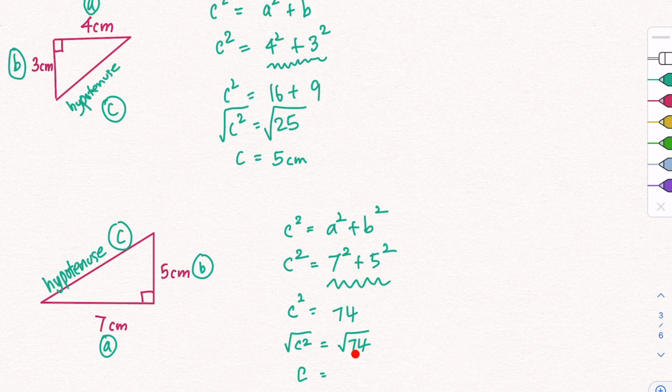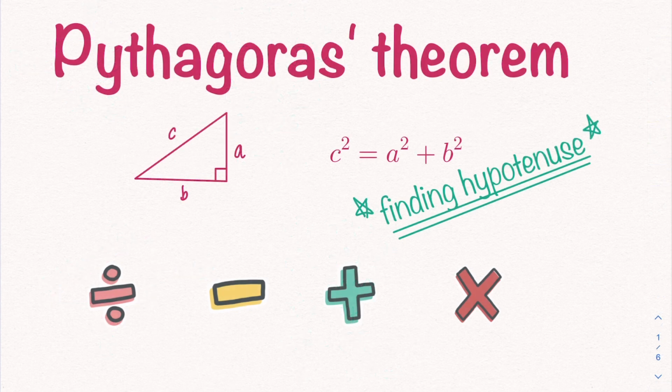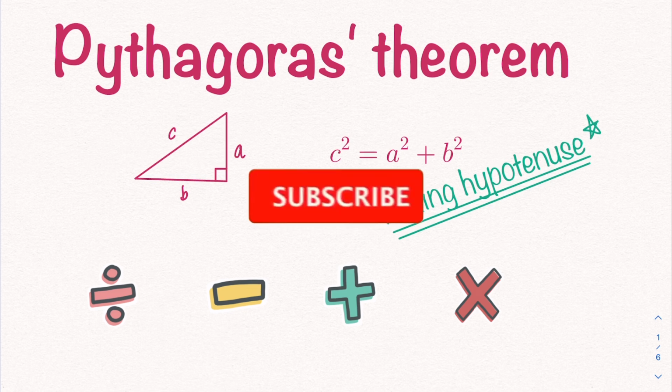And the square root of 74 will equal 8.6023 and so on. So if the question asks you to round your answer to 1 decimal place, you can do that. Or if the question is asking you to round your answer to 2 decimal places, then you'll have to do that. With my question here, let's say that I would like you to round the answer to 1 decimal place. If we're doing that, then it's going to be 8.6 centimeters.